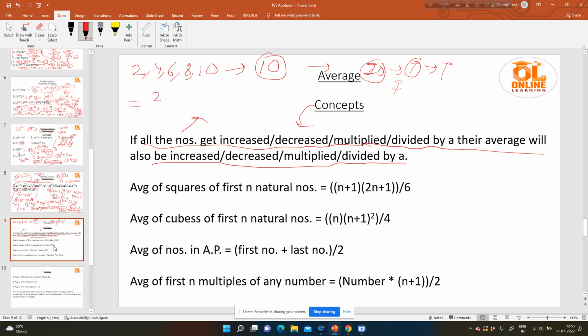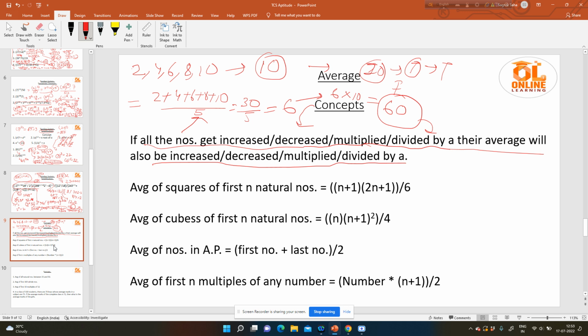What we will do, we will simply take the average of all of them: 2 plus 4 plus 6 plus 8 plus 10 by 5. It will be 10, 20, 30. 30 by 5, it will be 6. So what will be their average if all the numbers are multiplied by 10? Their average will also be multiplied by 10. So 6 into 10, it will be 60. So their average will be 60. You have to use this concept: if all the numbers are added, subtracted, multiplied or divided by a number, then their average will also change the same way.